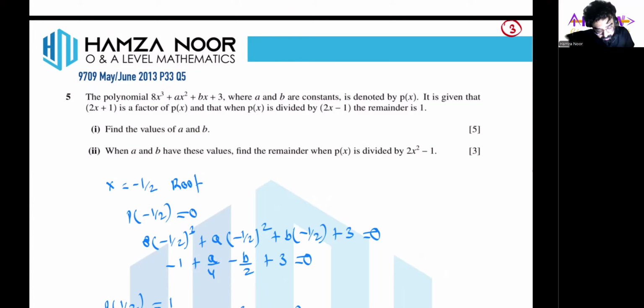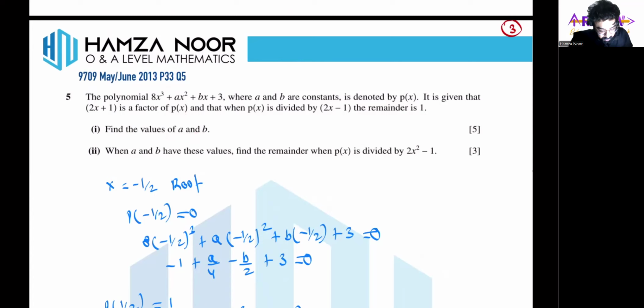So the question is saying that the polynomial 8x cube plus ax square plus bx plus 3, where a and b are constants, is denoted by p(x). It is given that 2x plus 1 is a factor of p(x), and when polynomial p(x) is divided by 2x minus 1, the remainder is 1. So in part 1, the requirement is to find the values of a and b.